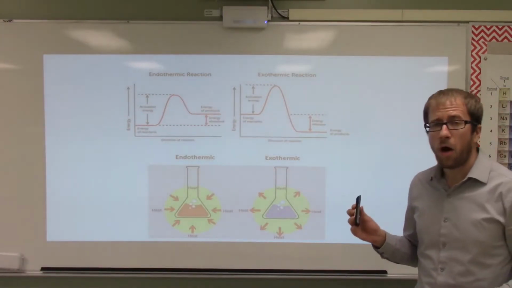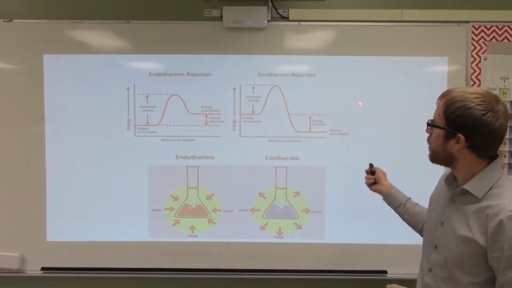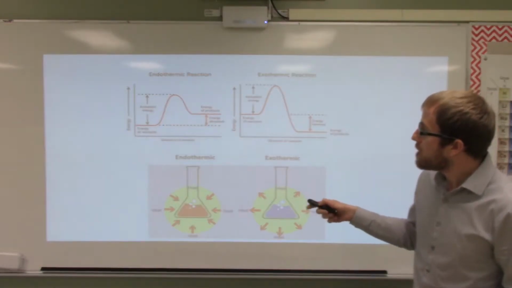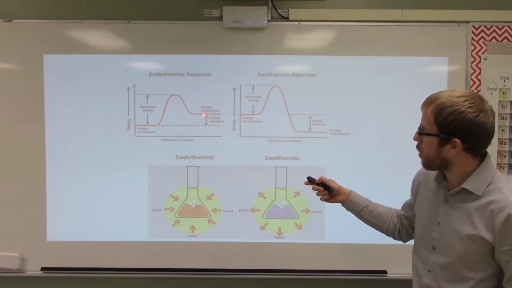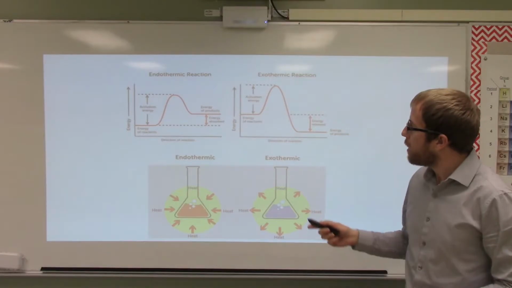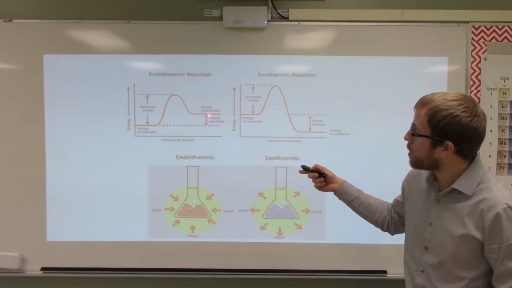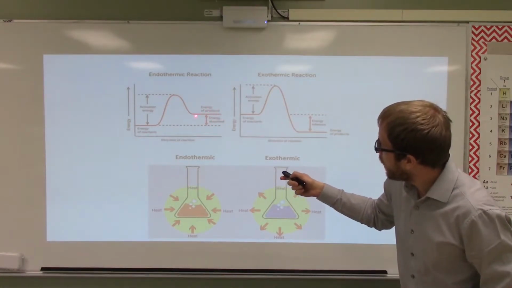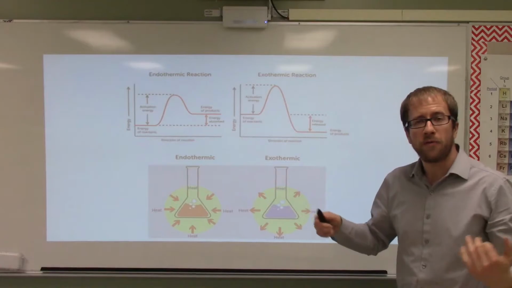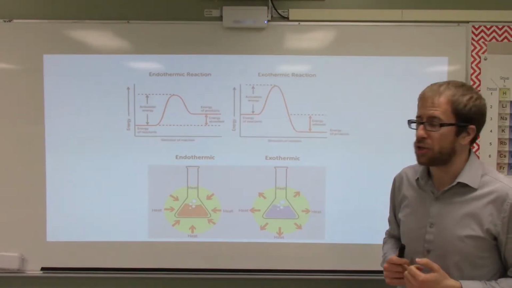So here are two different representations. In this graph here, we can see this is the energy level of our reactants, and here are products. And we can see that the energy level of our reactants is lower than our products. So where did this extra energy come from? Well, that was absorbed from our environment, so this is an endothermic reaction.